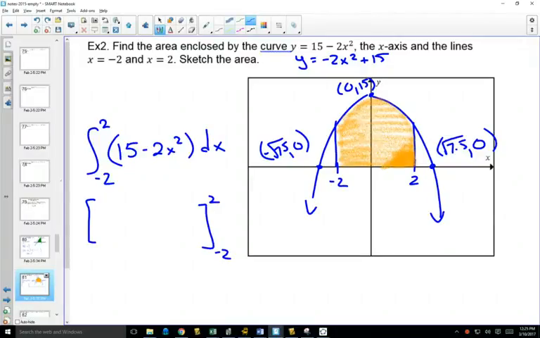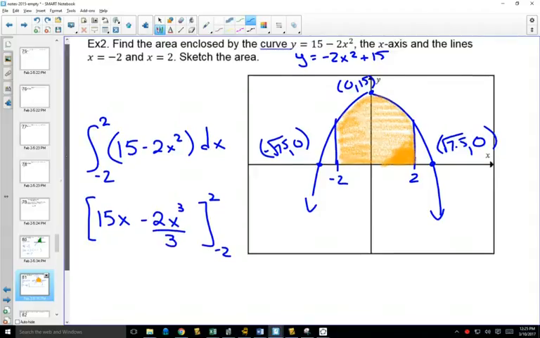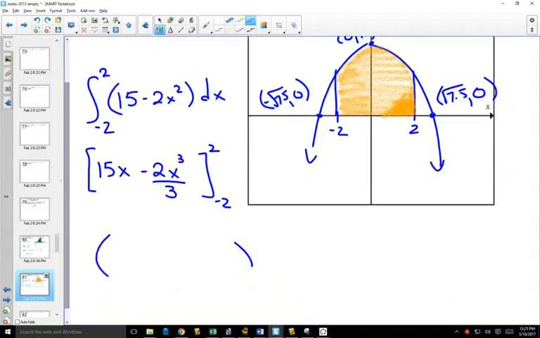Doing our integral here, it'll be 15x minus x cubed over 3. Add 1 to the exponent and divide by that number. Plug in our top value, so 15 times 2 is 30, minus 2 cubed is 8, over 3. This will be 16 over 3.